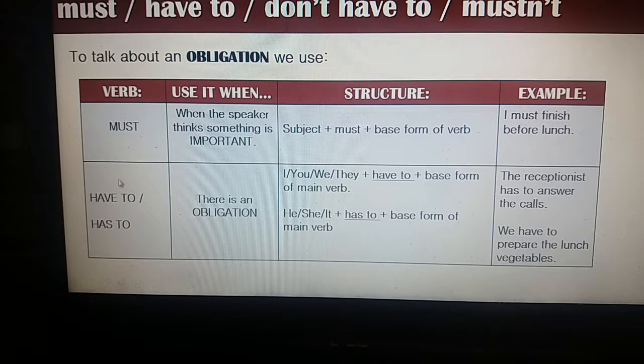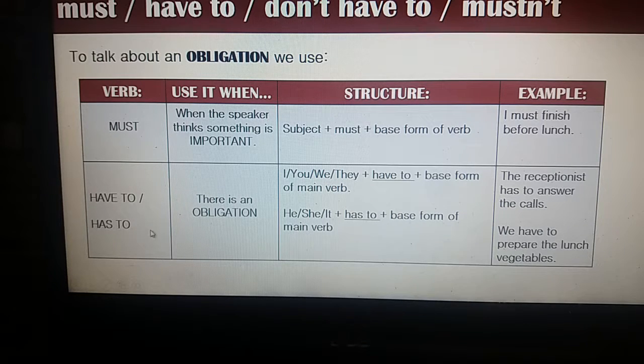Okay, now the next expression is have to and has to. All right, now we can get a little bit confused because they too refer to an obligation.